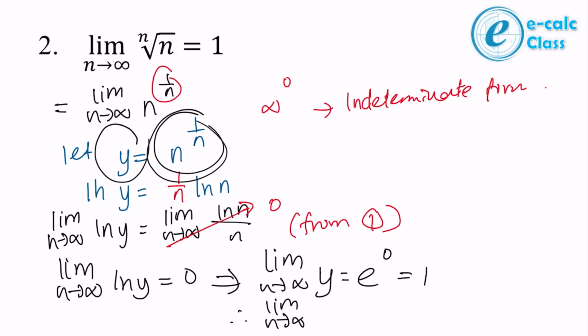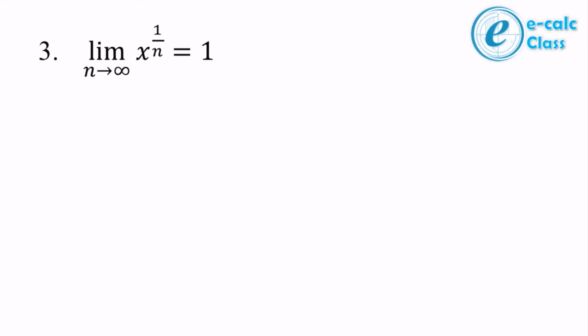The limit of n to the 1 over n, which is the nth root of n, is equal to 1. End of proof. So this is all about proving things, and after you derive all of them, you just use them directly. It will be very useful and very time saving, right? Then moving on to the third one, which is even more straightforward, even easier.